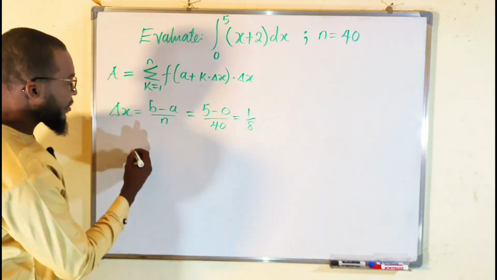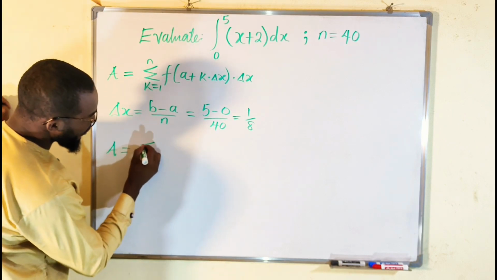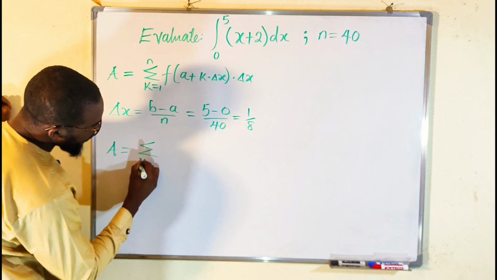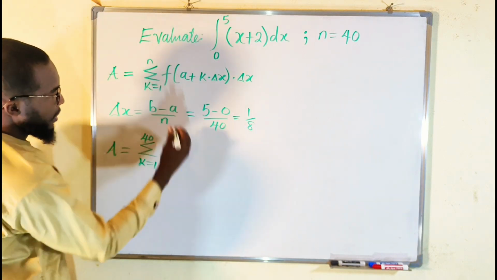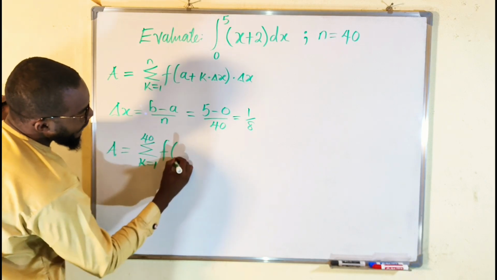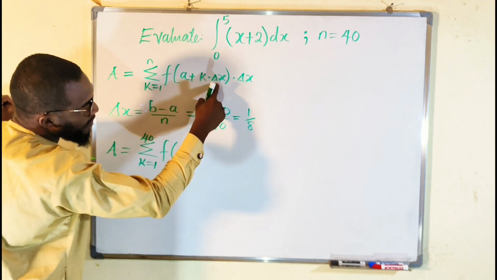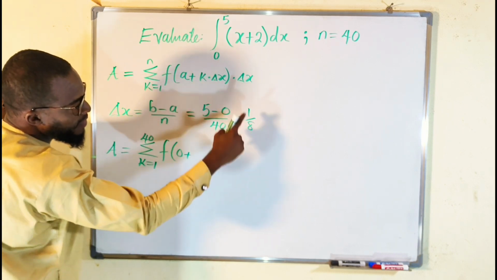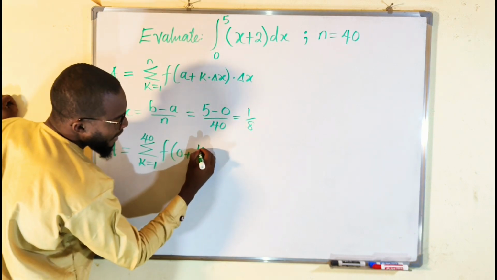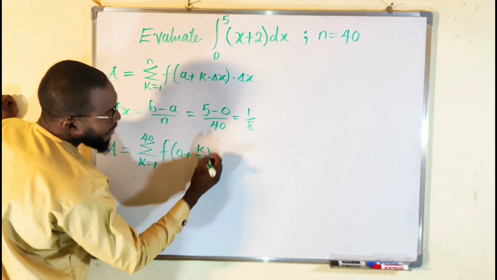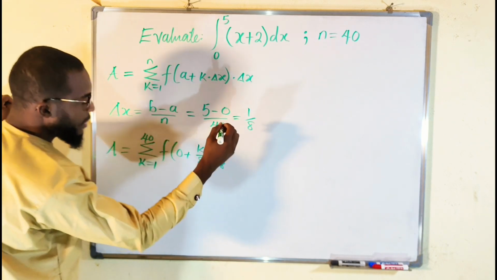Then we know that a is the lower limit, which is 0. So let us substitute. A is now equal to the summation for which k begins with 1 and stops at 40, which is our n, of f of a, which is 0, the lower limit, plus k times dx. dx is 1 over 8, and 1 over 8 times k will give us k divided by 8. Then multiply by dx outside, which is 1 divided by 8.